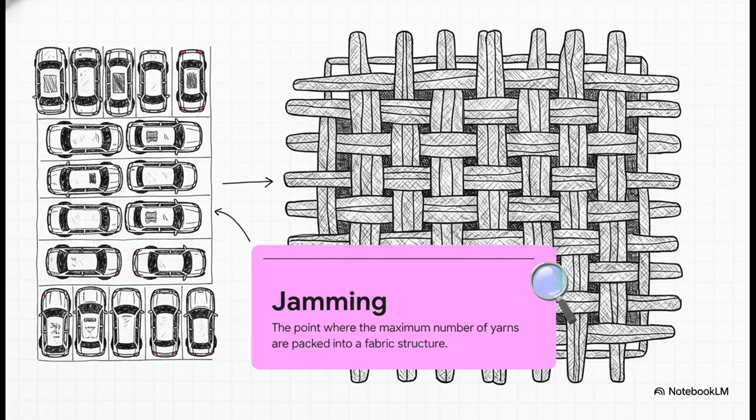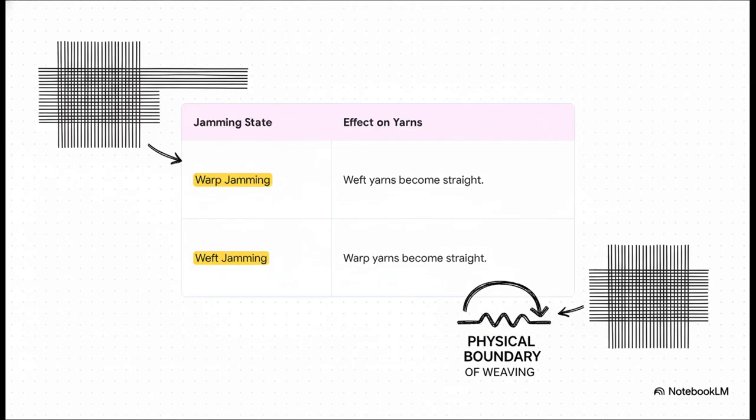For fabrics, this creates incredible durability. We're talking tough denim or ballistic nylon. Those are designed to be in a near jammed state. And there are two main types of jamming. In warp jamming, you've packed those vertical threads in so tightly that the horizontal weft yarns have no room left to bend. They're literally forced to become completely straight. And, you guessed it, the exact opposite is true for weft jamming, where the vertical warp yarns are the ones that get straightened out. This is the absolute physical boundary of weaving.